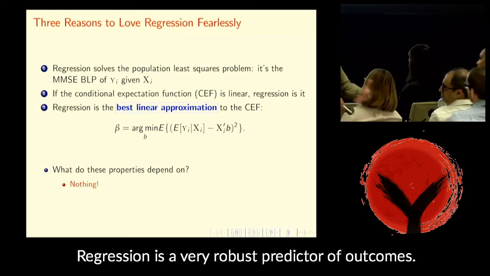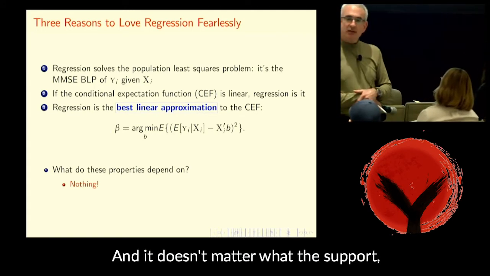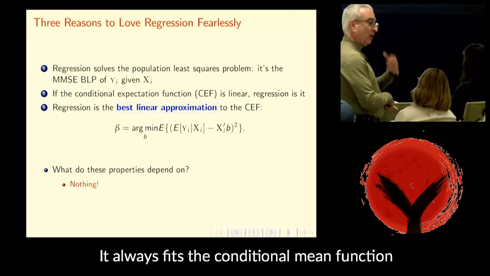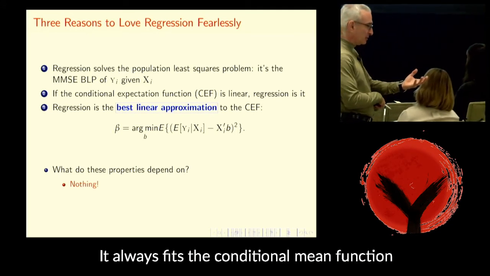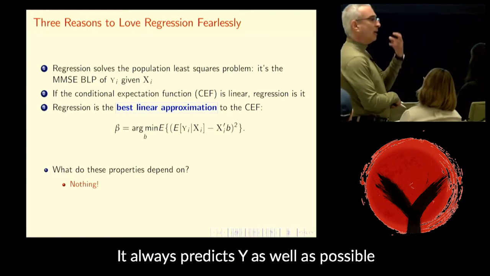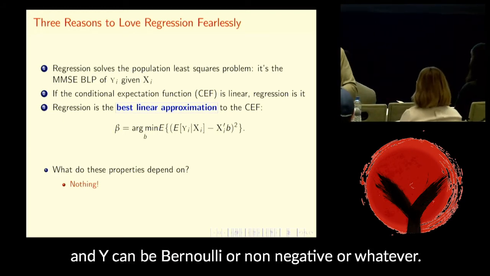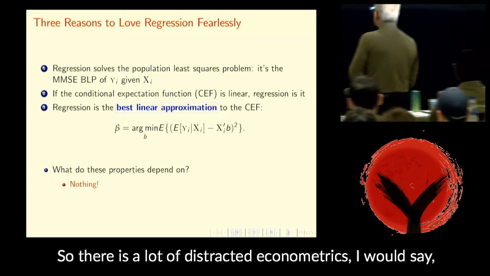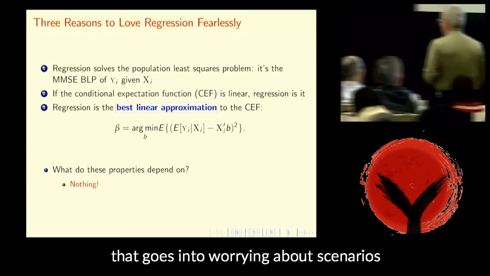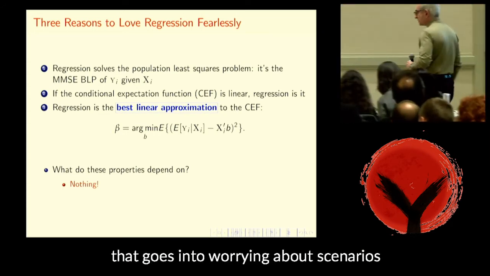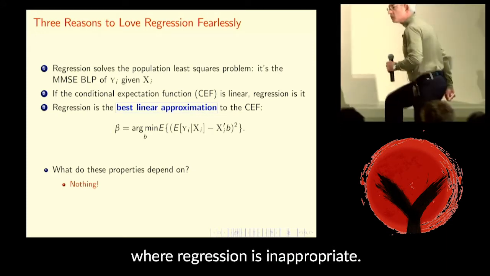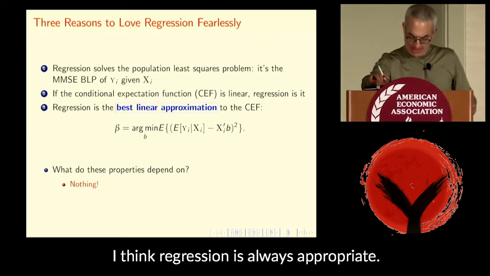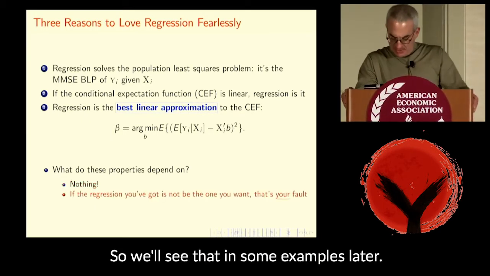Regression is a very robust predictor of outcomes, and it doesn't matter what the support or the distribution of the variable is. It always fits the conditional mean function as well as possible. It always predicts y as well as possible, and y can be Bernoulli or non-negative or whatever. So there is a lot of distracted econometrics that goes into worrying about scenarios said to be exceptions where regression is inappropriate, but I don't think that's true. I think regression is always appropriate. We'll see that in some examples later.